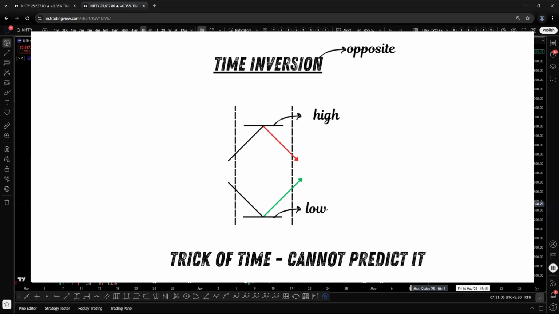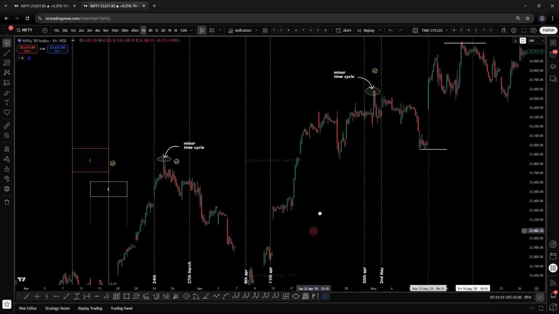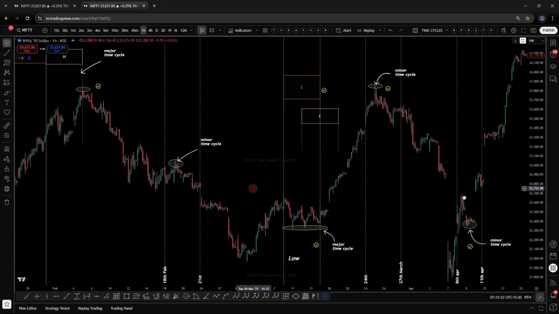I call this a trick of time. Most important point, you cannot predict it. It's unpredictable. This point should be very clear. You cannot predict it. Now, let's get back into the charts. We'll see what has happened in the year 2025 so far.